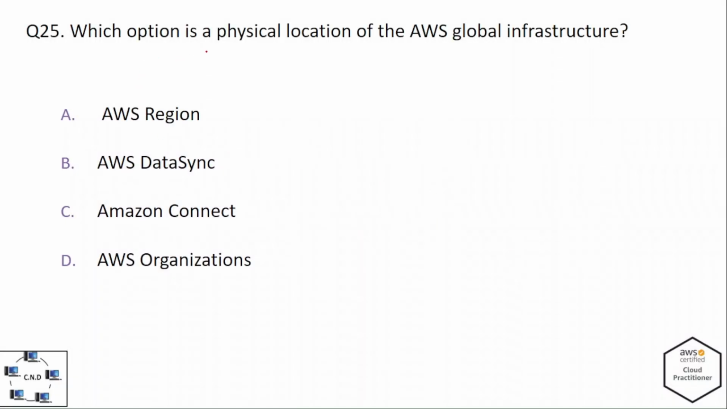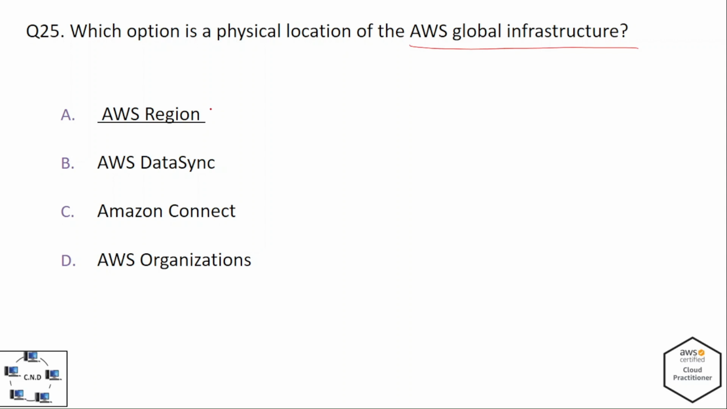Question number 25 is: which option is a physical location of the AWS global infrastructure? The options are A. AWS Region, B. AWS DataSync, C. Amazon Connect, and D. AWS Organizations.